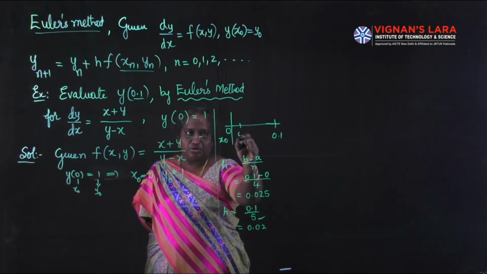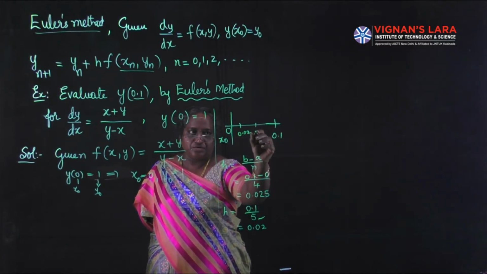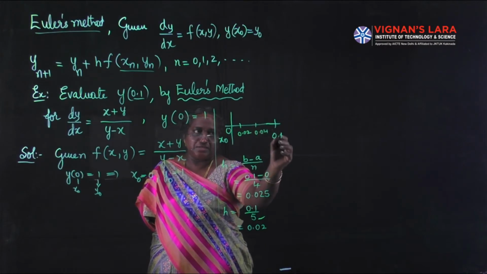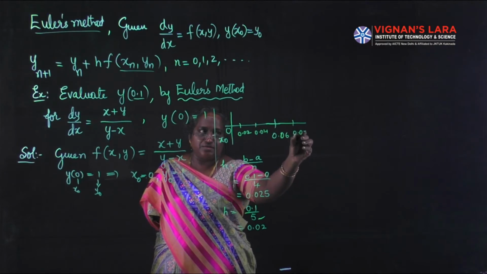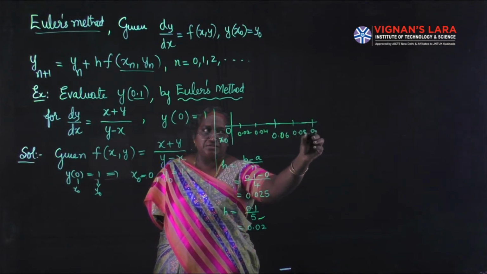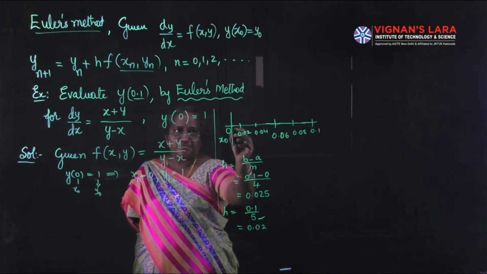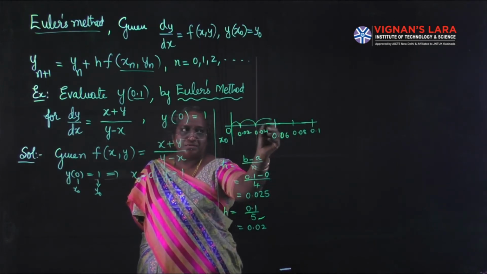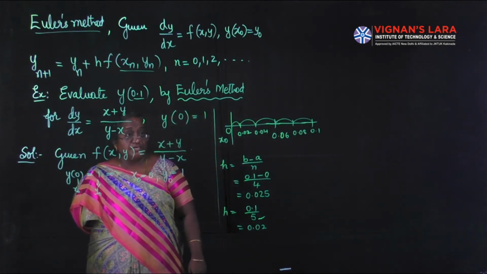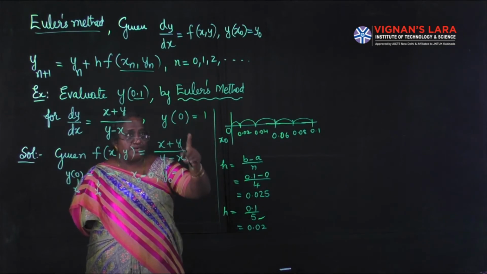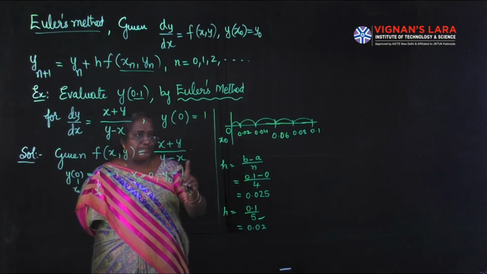0, 0.02, next 0.04, next 0.06, next 0.08, and then I am reaching 0.1. In how many steps am I reaching 0.1? 1, 2, 3, 4, 5 steps. I am not reaching 0.1 directly. I am reaching it step by step. So that's why it is a step by step method.